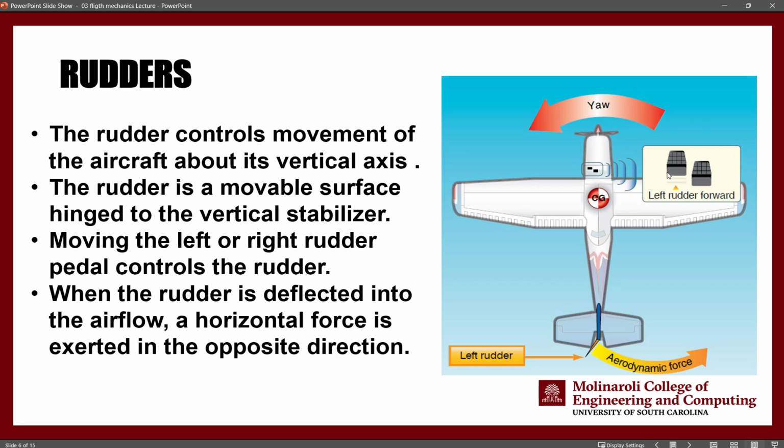So essentially, when you slide the left pedal in, the curvature in this direction is going to become greater. Aerodynamic force on the tail is going to push the tail of the aircraft right, meaning that the nose is going to turn left. And if you slide the right pedal in, the reverse is going to happen and the nose of the aircraft is going to turn right. You can also control the brakes of an aircraft using these pedals.